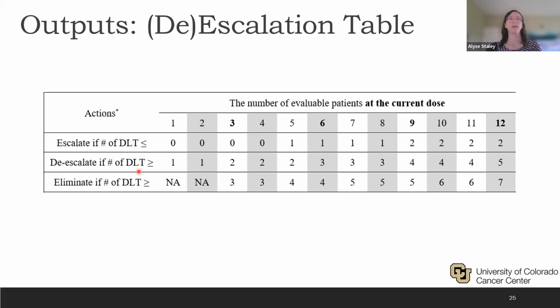eliminate the dose entirely. For example, if 6 patients have been treated at a given dose so far, and one of them has experienced a DLT, then the next cohort of patients will be escalated to the next dose. You can see there's a couple NAs here, and that's simply because we can't eliminate the dose if we don't have at least 3 patients currently treated at it.